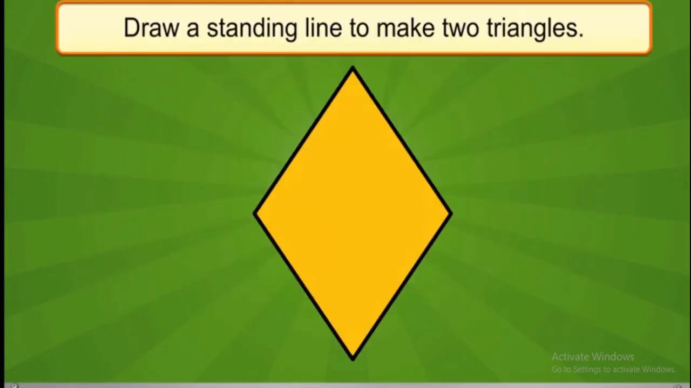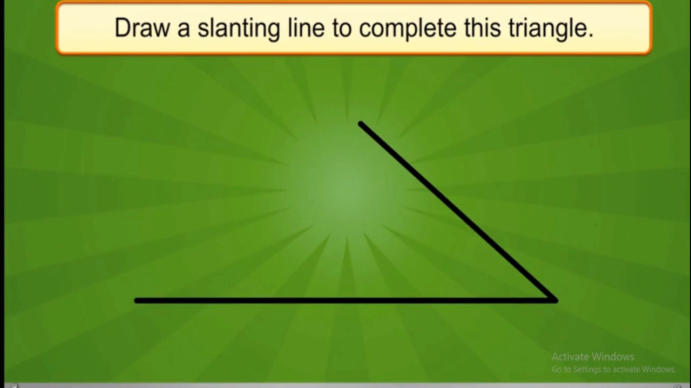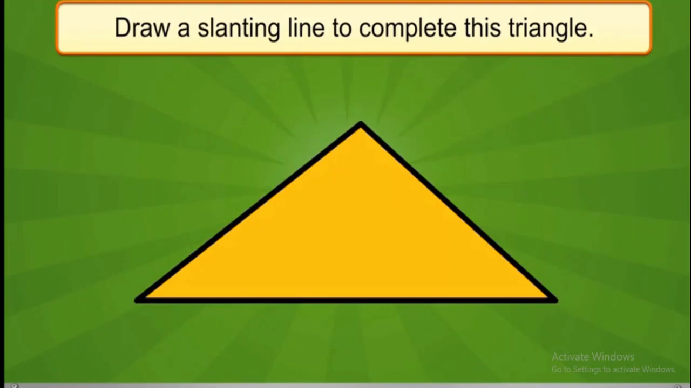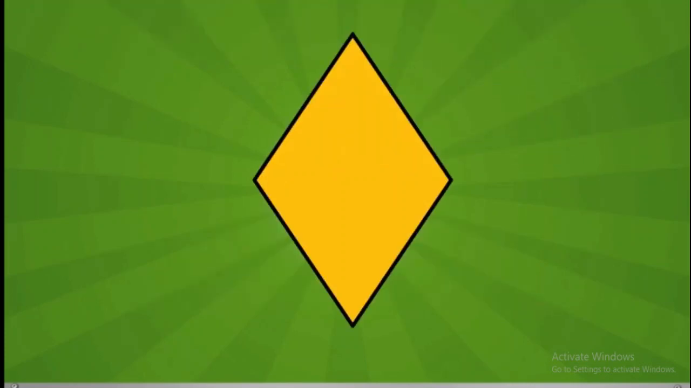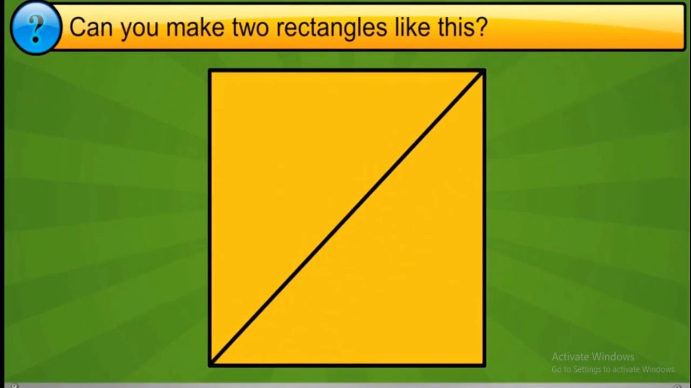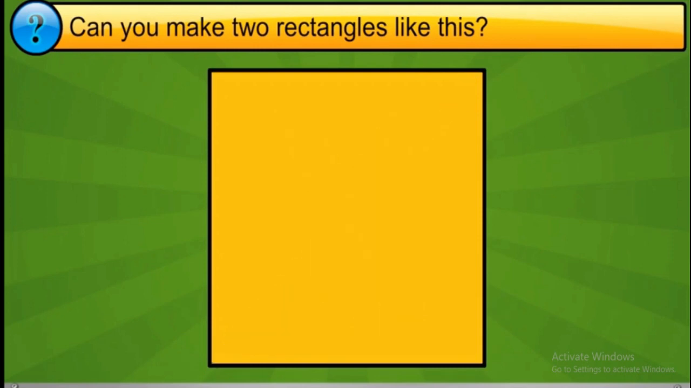Draw a standing line to make two triangles. Very good. Draw a slanting line to complete this triangle. Very good. You can make any kind of shape from a given shape. But you should choose the starting and ending point of the lines carefully. Can you make two rectangles like this? No, you cannot. So, how can you get two rectangles from the square?